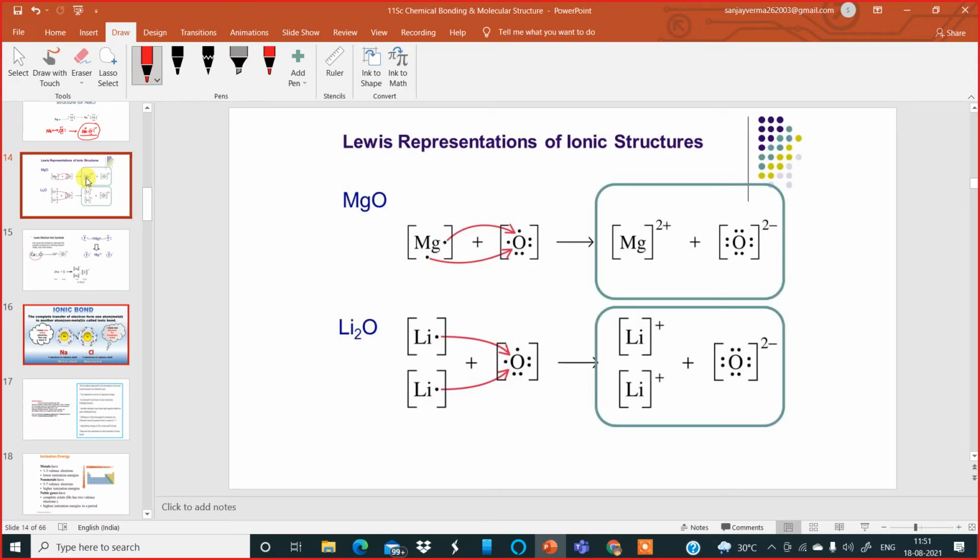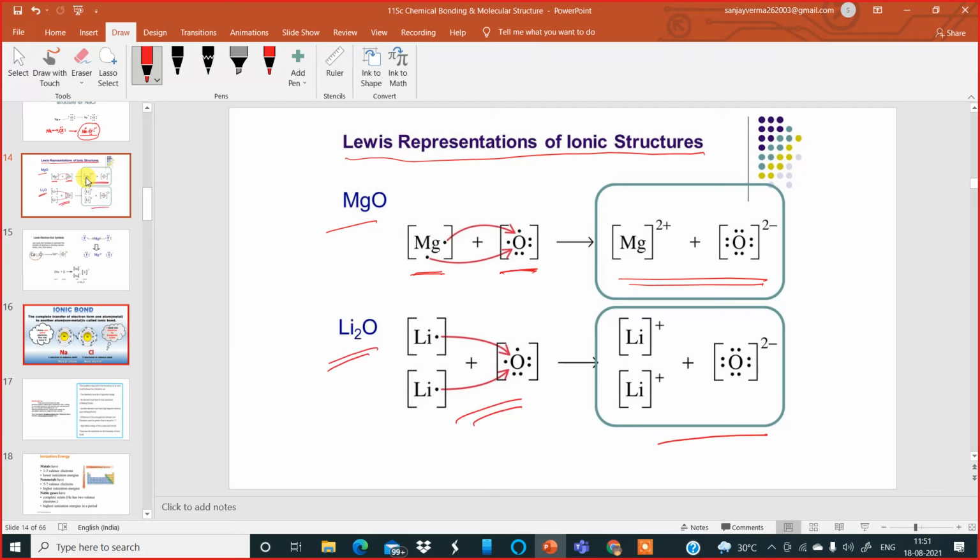Important ones: Lewis representation of ionic structures. One is magnesium oxide. These are in the syllabus, and this is how the questions are asked, and this is how you should do it in the examination. Magnesium atom, oxide ion, oxygen atom. Both the electrons are transferred, so you get the Lewis structure for magnesium oxide. Lithium oxide, similarly.